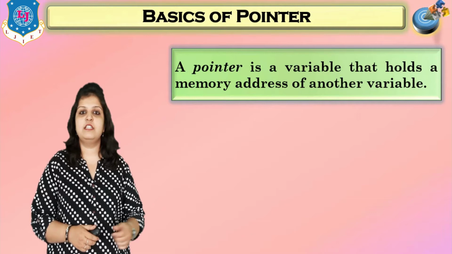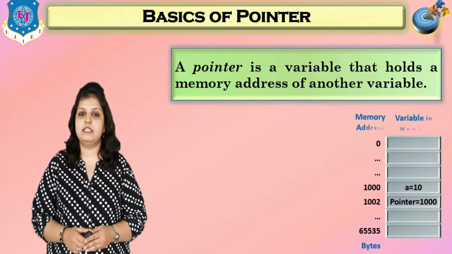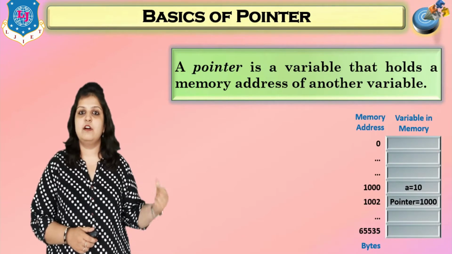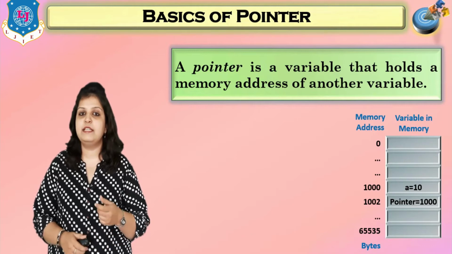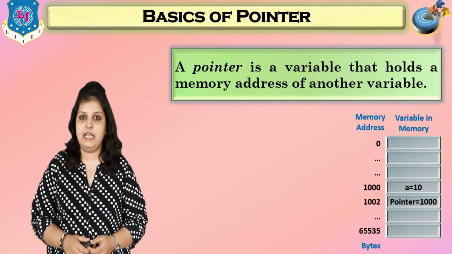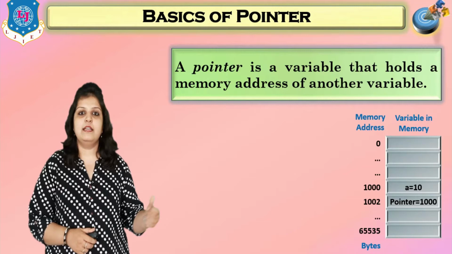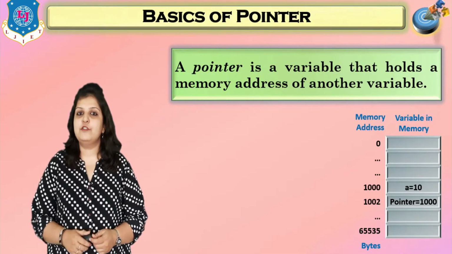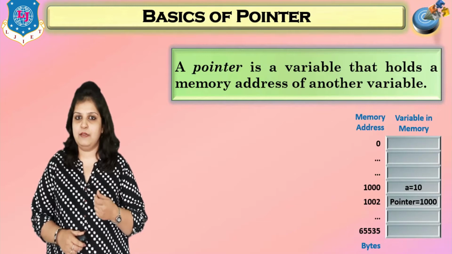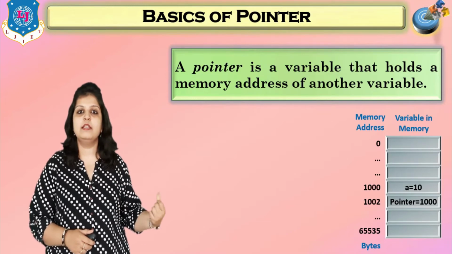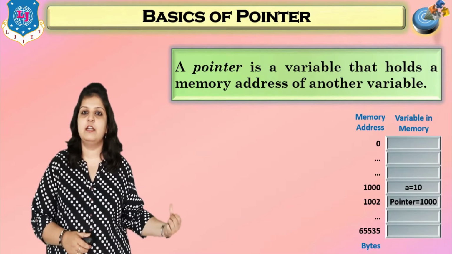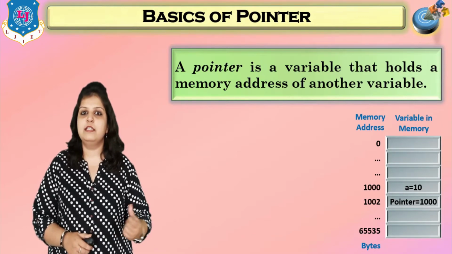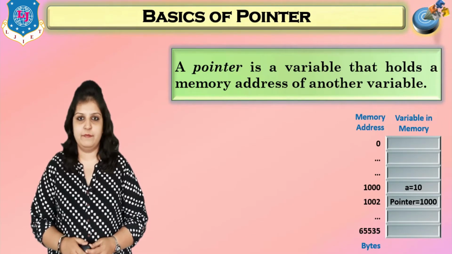How? Just see in the figure here, this is the memory and these are all the different addresses. Suppose I declare one integer variable a is equal to 10, then it is stored at location 1000, and if I want to store the address of this variable a in my pointer, then we can store it. So here pointer is equal to 1000. This indicates it is a pointer variable.